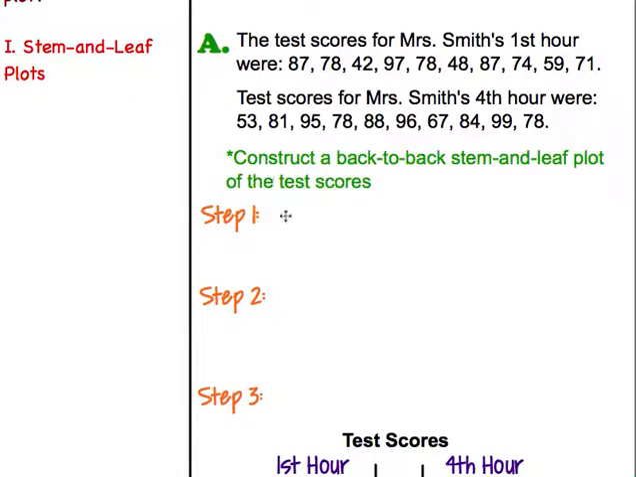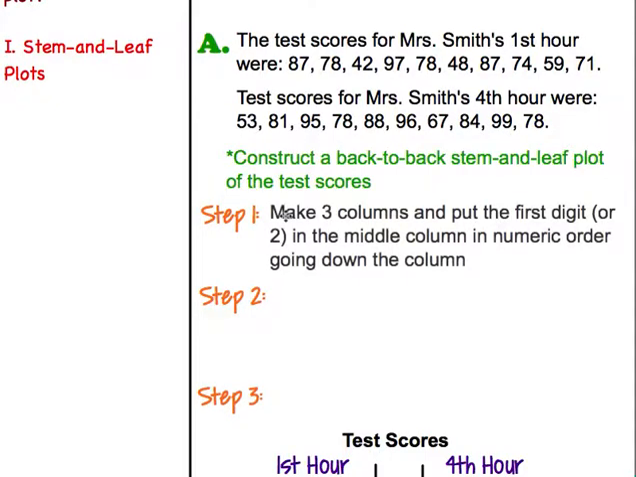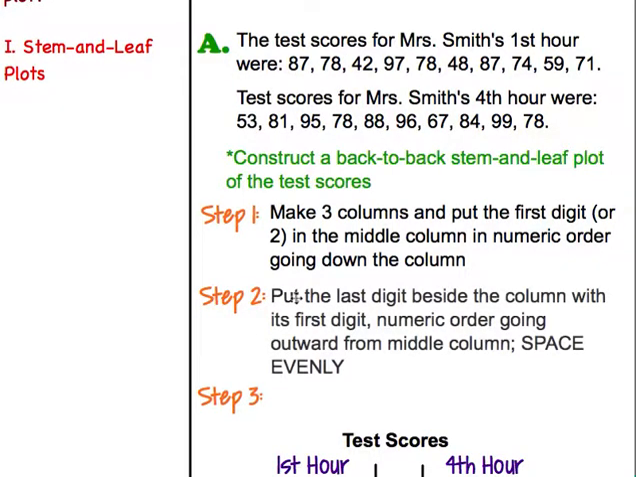So step one is you're going to make 3 columns and put the first digit, or first 2 digits if you have a 3-digit number, in the middle column and in numeric order going down the column. And we're going to do that in just a second. Then step 2 is to put the last digit beside the column with its first digit in numeric order going outward from the middle column and space it evenly. That is very important. And the final step is to create a key for each side.